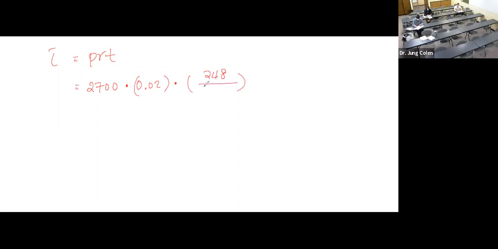So we need to divide this by 360. We are counting a year as 360 days. So we found the time using banker's rule. Okay? Okay, so calculate that. What do you get?